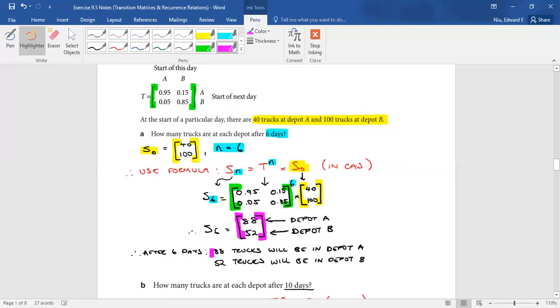After 6 days, we have to write out our statement, because in the SAC, it'll expect us to explain what we figured out. If you just have a matrix and you don't know what it means, there's really no point in doing the whole exercise. So after 6 days, let's keep highlighting since we've got the highlighting consistency. After 6 days, 88 trucks will be in depot A. 52 trucks will be in depot B. And to finish it off, let's just highlight those two values so we are aware of where we got them from.